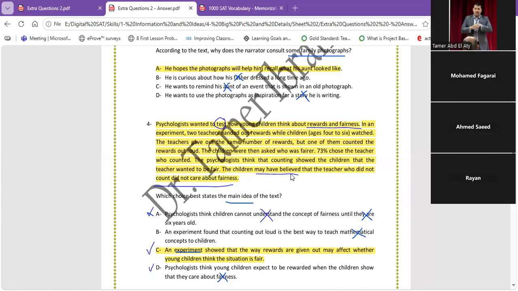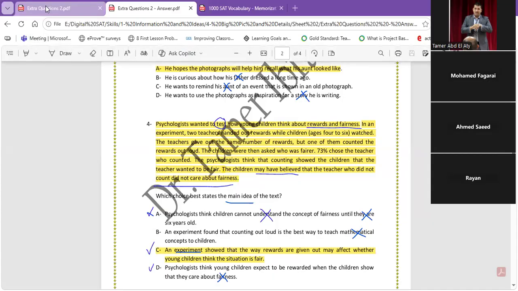The children may have believed that the teacher who didn't count didn't care about fairness. So it's an experiment, yes, showing that the way rewards are given out may affect whether young children think the situation is fair. Right. Psychologists think young children expect to be rewarded. We are not talking about that, because all of them are rewarded by both teachers, but one counts and the other one doesn't.